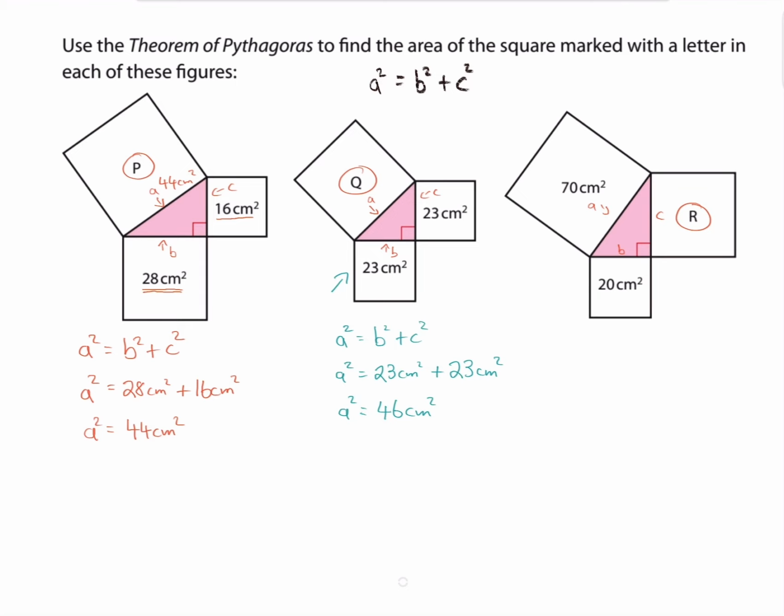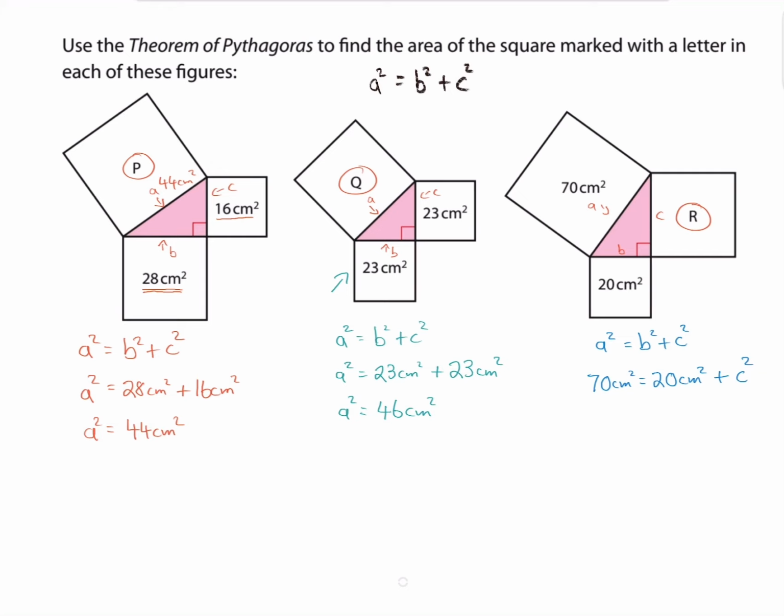Now, the last one is a little bit different. So take a moment, have a look at it, and see if you can figure it out. Okay, so remember A squared equals B squared plus C squared. So A squared, we know what A squared is here, so we write down 70 centimeters squared. We know what B squared is, 20 centimeters squared, but we don't know what C squared is.